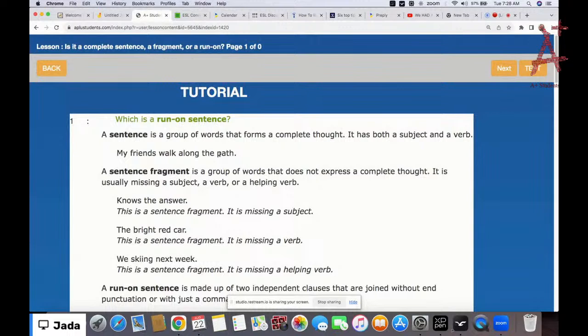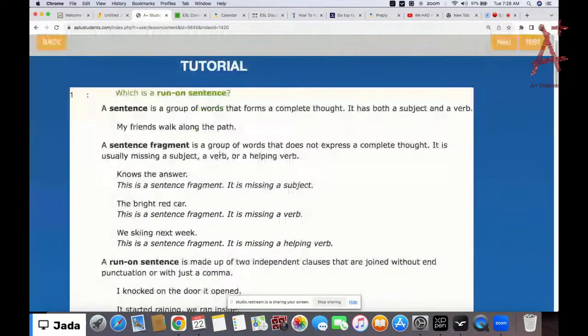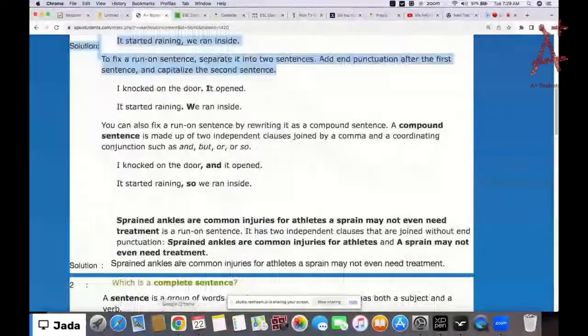Now, a run-on sentence is made up of two independent clauses that are joined without punctuation or with just a comma. Okay? So, I knocked on the door, it opened. It started raining, we ran inside. This is for run-on. So to fix it, you need to put an end punctuation, and then you capitalize the second one. You can also use a comma and a coordinating conjunction.